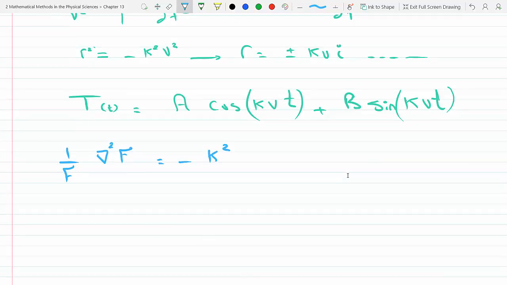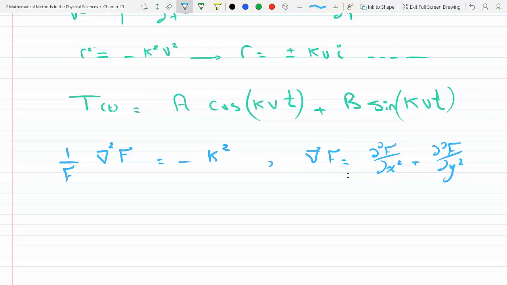Now keep in mind, what's del squared f? That's d squared f over dx squared plus d squared f over dy squared. Two variables, x and y. That's what del squared is. So now multiply the f on the right hand side.